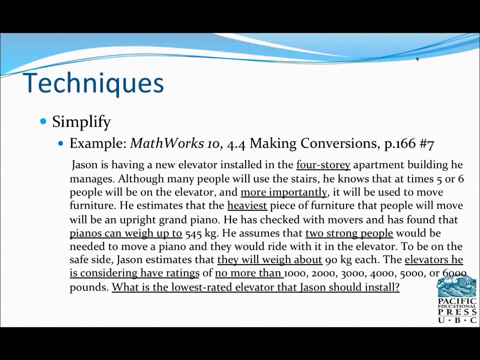Next, we're going to parse the language. We're going to work backwards and scan for units. Well, here I see 1,000, 2,000, 3,000, 4,000, 5,000, or 6,000 pounds. Okay, there's some units. What are these ratings for? What are these? Well, reading backwards, they're ratings. They're weight ratings for the elevators. So now we have boundaries for our answer. We know it's going to be between 1,000 and 6,000 pounds.